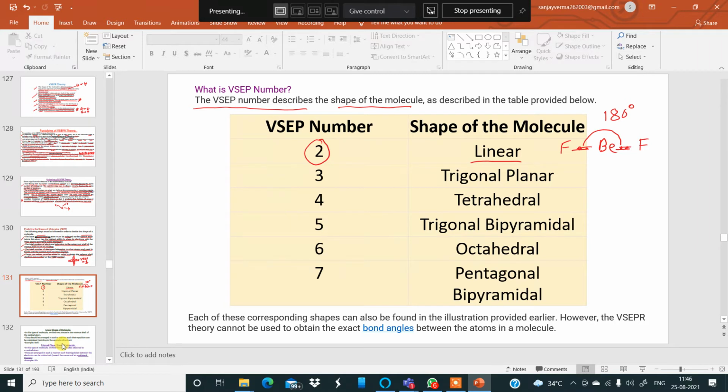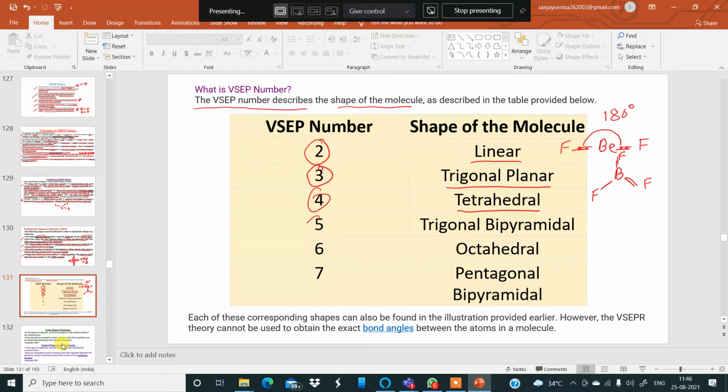Then if the VSEPR number is 3, then it becomes trigonal planar, like in the case of boron trifluoride. 1 fluorine here, 1 fluorine here, 1 fluorine here. Boron trifluoride, VSEPR number is 1, 2, and 3. Trigonal planar. Then VSEPR number 4 means it is tetrahedral shape, like methane.